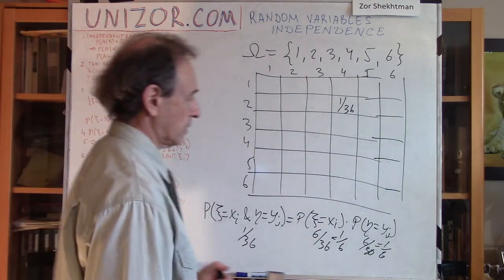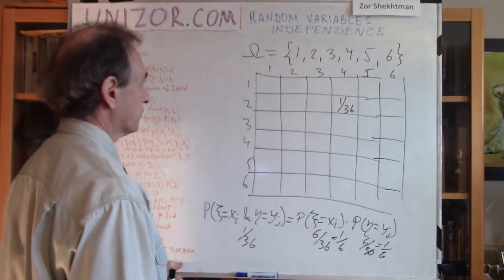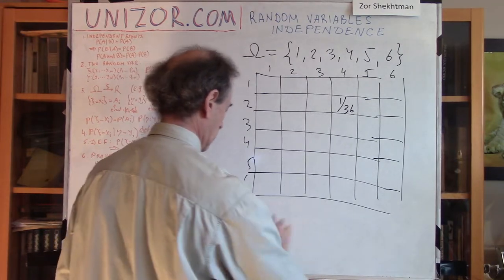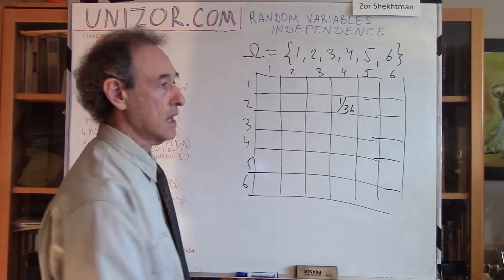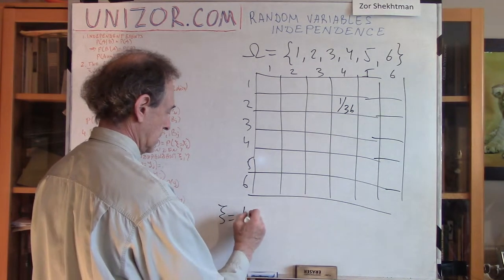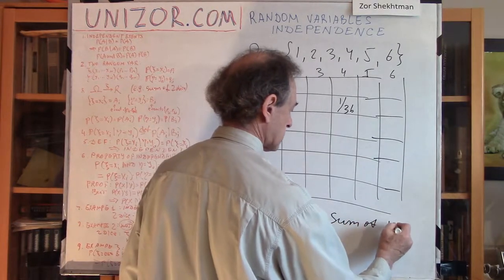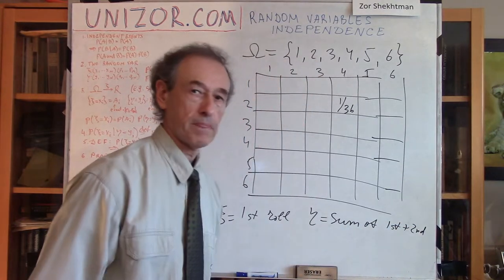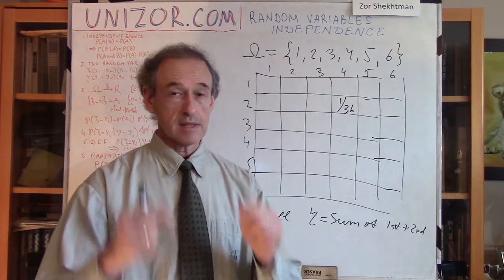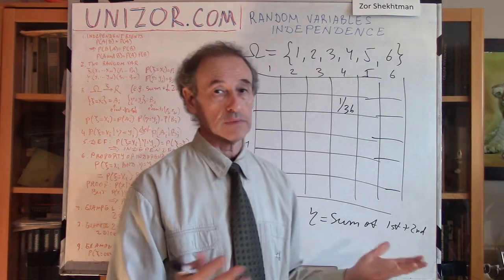Now let's consider another example when this independence is not actually the true property. And for this reason, instead of considering the two different results of the first die and the second die, I would consider two different random variables, xi being the first roll and eta being the sum of first plus second roll. Okay, now I'm sure you feel that this is not exactly an independent thing, that the sum depends on what exactly the first roll is, and it might be different, right?